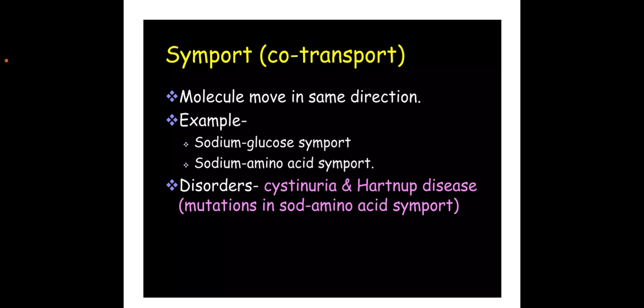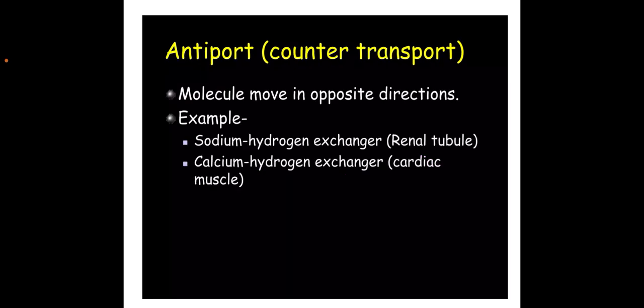If that does not occur, there may be diseases such as cystinuria and Hartnup disease. And antiport is a counter-transport. Molecules move in opposite directions, such as the sodium hydrogen exchanger that occurs in the renal tubule. And the second example is the calcium sodium exchanger that occurs in the cardiac muscles.